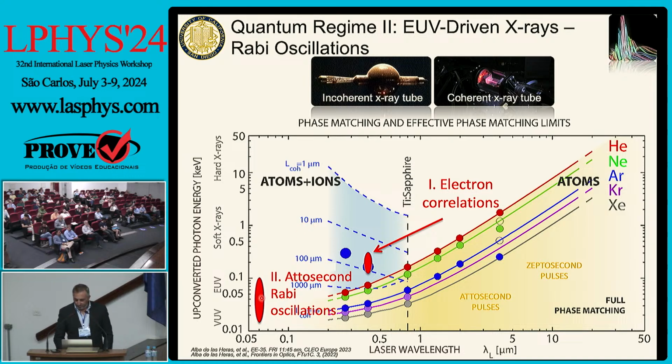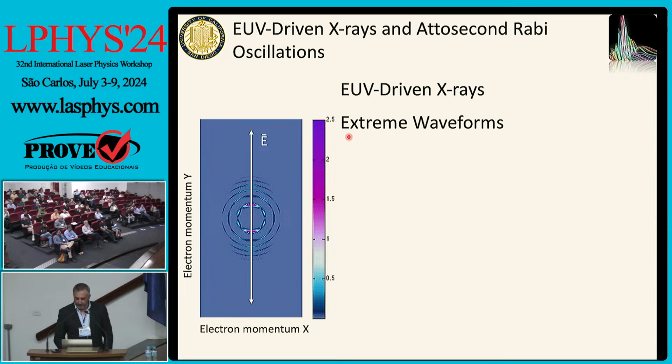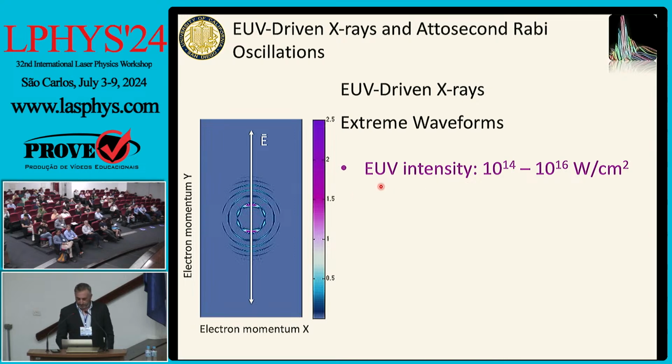So this regime is in fact involving extreme ultraviolet drivers. And the question is, can we produce the X-rays? In other words, can we use high harmonics to generate high harmonics? And this is maybe the most extreme regime that we have analyzed in labs. So we're talking about EUV intensities that we want to reach of 10^14 to 10^16 watts per square centimeter. And in some of the high harmonic regimes, we estimate that we can do this.